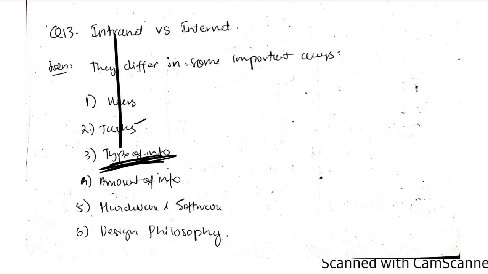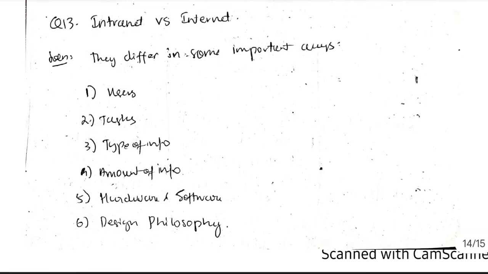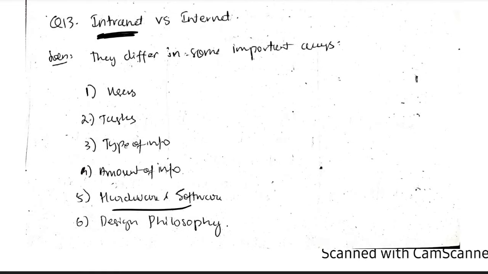Type of info: intranet has confidential and private information which is important and not to be leaked to the outside world. In internet it is more public information. Amount of info: in internet, it is more because it is detailed information. Here just general, specific, brief information is given in the internet. Hardware and software is more complicated in the intranet because it uses faster and more reliable data. In internet it is just a normal one. Design philosophy: the design is more complicated in intranet than internet.